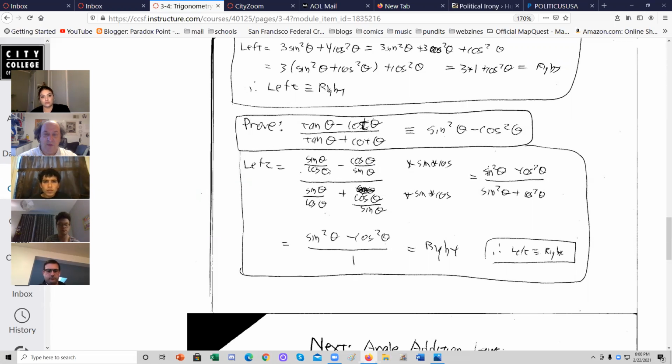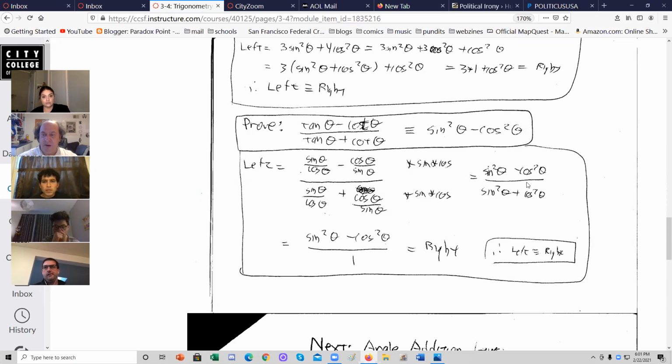Well, okay, sine over cos times sine cosine. Cosines cancel, we're left with sine squared. Minus cos over sine times sine cosine. Sines cancel, left with a minus cos squared. Sine over cos times sine cosine. Cosines cancel, left with sine squared. Plus cos over sine times sine cosine. Sines cancel, left with cos squared. So sine squared minus cos squared over sine squared plus cos squared.